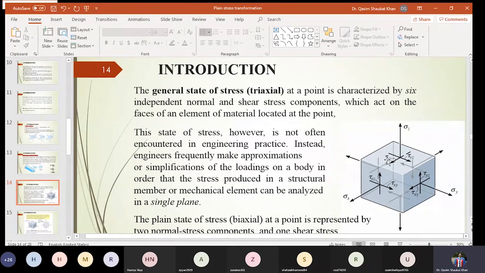Now tau zx shear stress is complementary to this tau xz. So basically tau xz and tau zx are complementary stresses, meaning their magnitude will be the same. So in the book they are saying this is tau xz and this is also tau xz, because they have the same magnitude. But according to our convention, it is tau zx, and it is the complementary stress to this tau xz. Is this point clear?